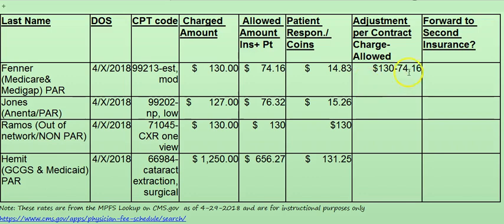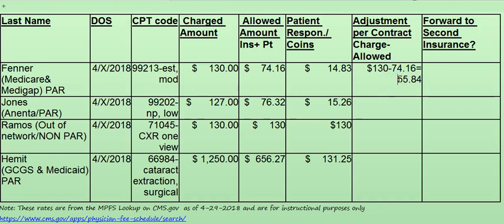So the next thing we're going to do is calculate the amount of the adjustment, and the math looks like this. It's a charged amount minus the total allowed amount, which as you see is the insurance and the patient responsibility. Doing some simple subtraction, we get to $55.84.